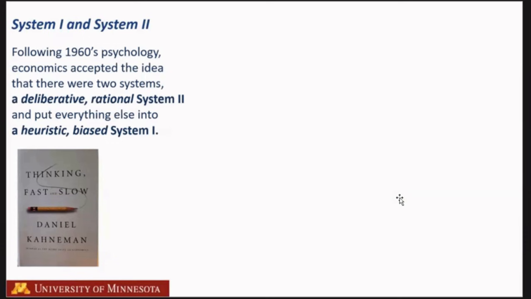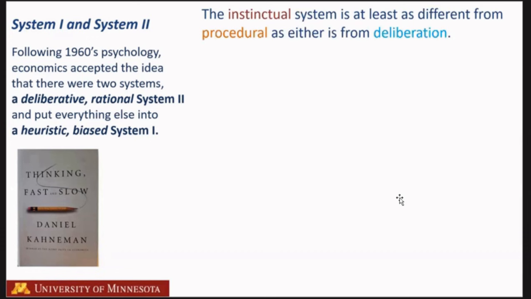Probably more relevant to economists here is System 1 and System 2, which of course was popularized by Daniel Kahneman over the last many years. And in this, you basically have what's called a deliberative or rational System 2, and everything else is shoved into this heuristic set of biases called System 1. This is, in fact, built on 1960s psychology, which I'll reject on the next slide. But let's reject this one here for a couple of reasons.